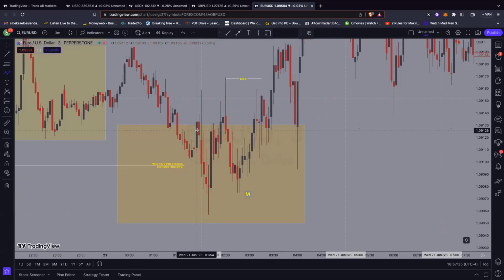So what do we have here? We have a low, we have a high, we have a lower low, and then you have a higher high. You remember me telling you about this, right?